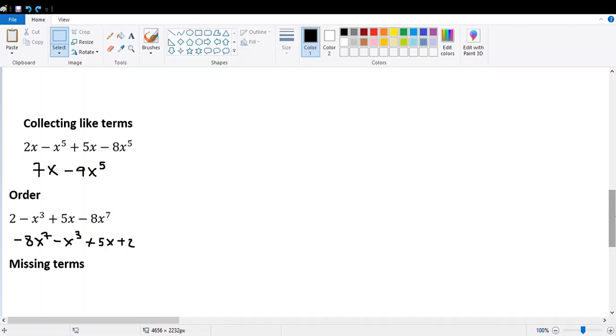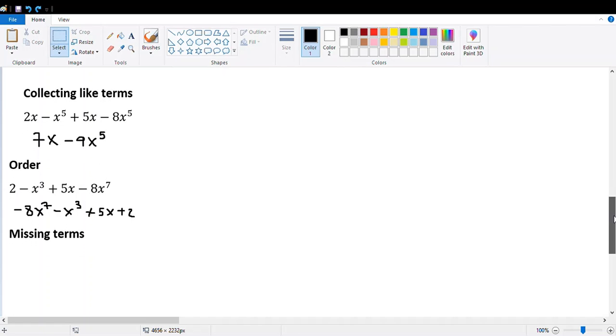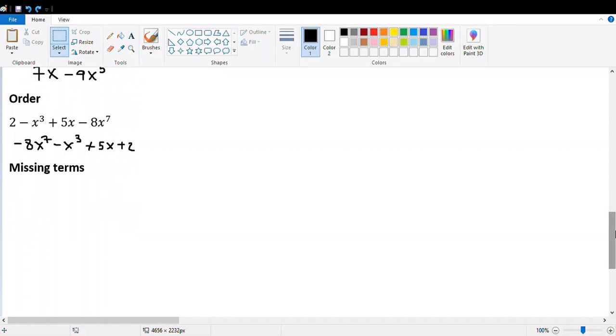Just to clarify, the opposite of descending order is called ascending order. In ascending order, the first term is going to be the one with the smallest exponent, from left to right. Then at the right is going to be the largest exponent if we are talking about ascending order. Now let's talk about the missing terms.